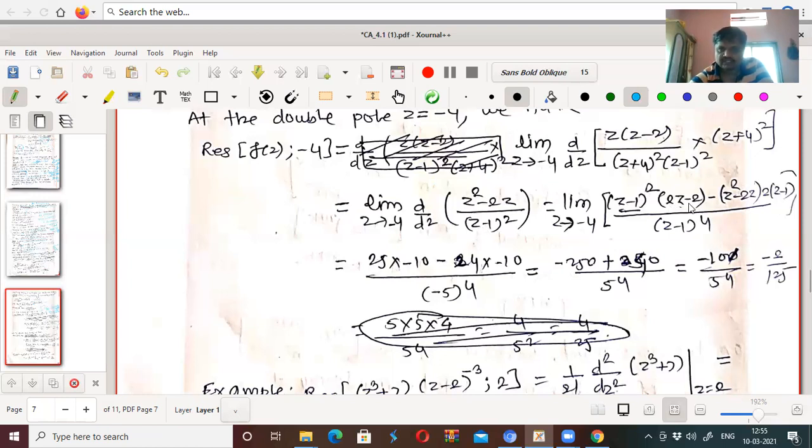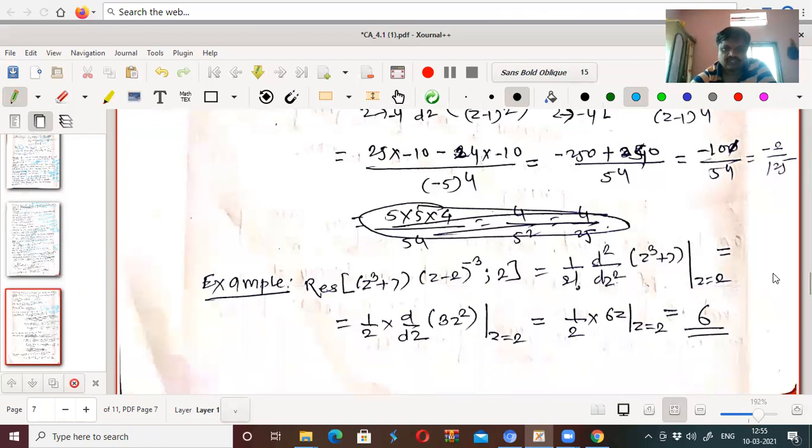4, 2 into minus 4, minus 8 minus 2, that is minus 10, minus 24 into, why 24? z square, z is minus 4. 16 minus 8, that is 24. 2 into z minus 1, z is minus 4, 2 into minus 5, minus 10. So we get minus 250 plus 240 divided by 5 to the power 4. So we get minus 10 upon 5 to the power 4, that is minus 2 upon 125. So by using the above formula, you can find its residue.